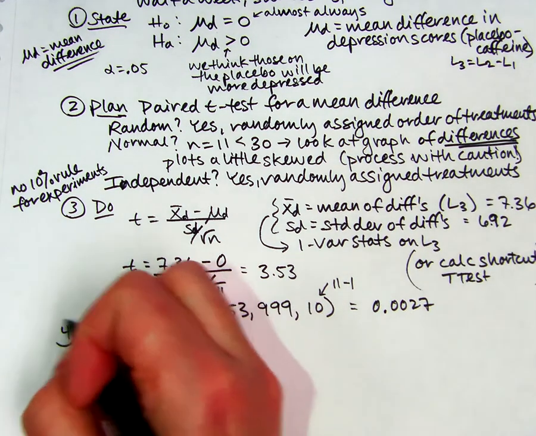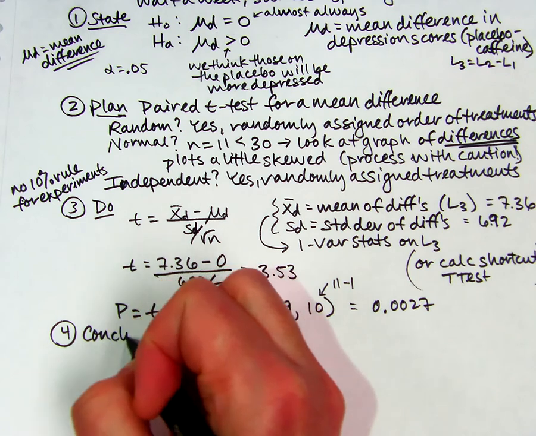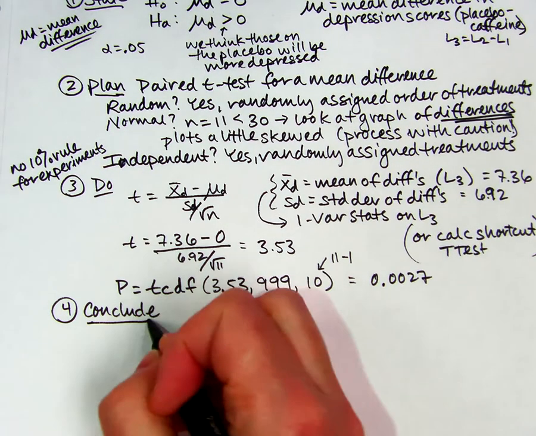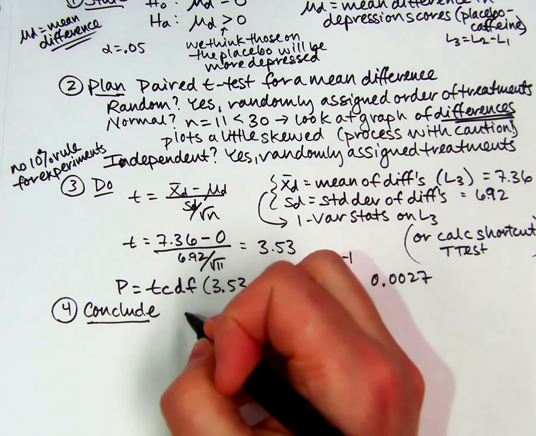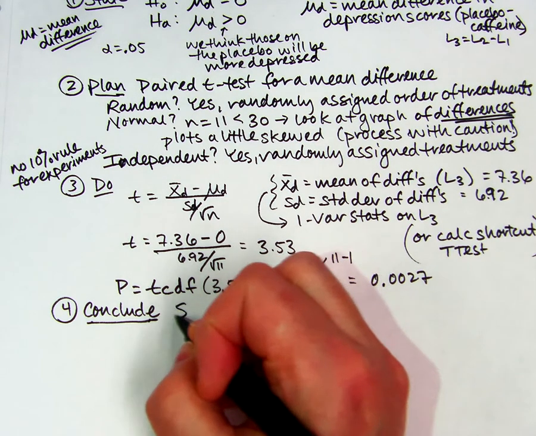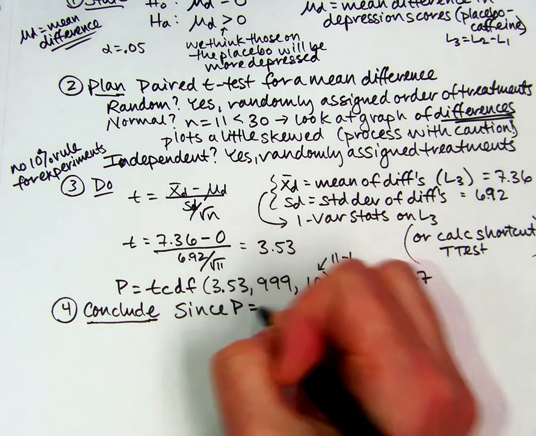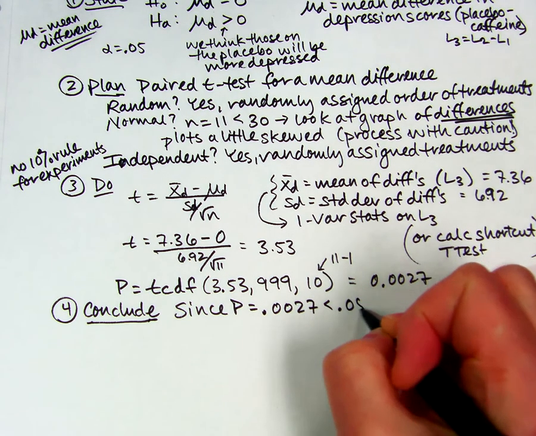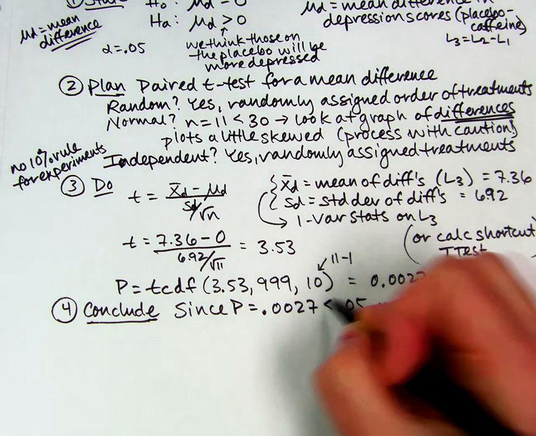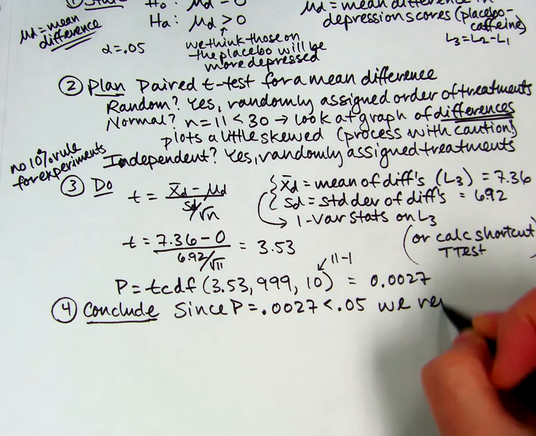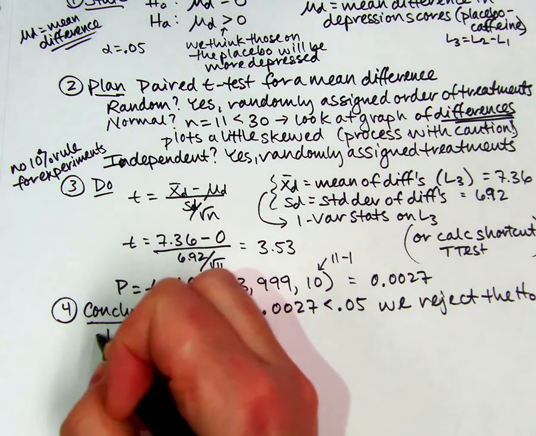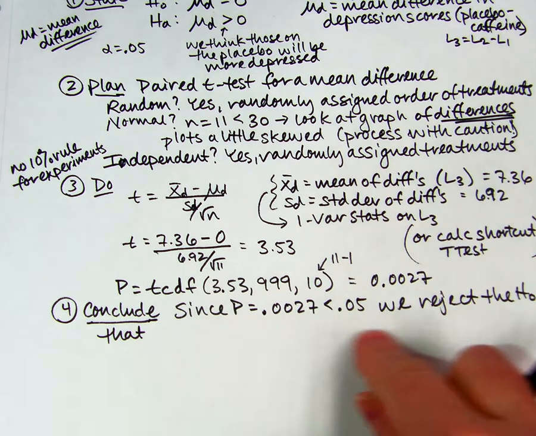Number 4, conclude. All right, this is going to sound a lot like what we've done. Should be a good review for the quiz, right? Since P is 0.0027 and it's less than 0.05, I hope you already knew that we were rejecting the null. This part should be kind of automatic.